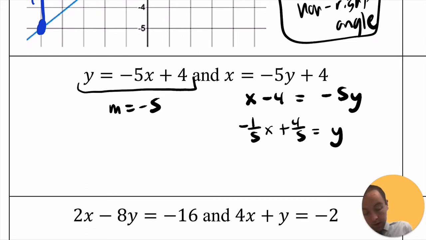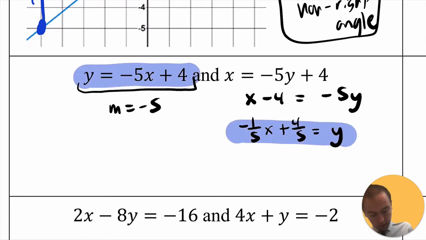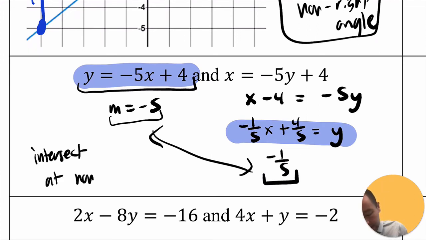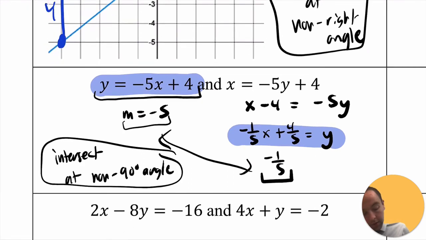Then you can compare that equation with that equation, knowing that the slope there is negative 5, and the slope here would be negative 1/5. If you compare those slopes, they are reciprocals, but they're both negative, so they are not opposite reciprocals. So we can rule out being perpendicular. Since the slopes are different, these lines are going to intersect at a non-90-degree angle, or a non-right angle, similar to the example that we had first up over there.